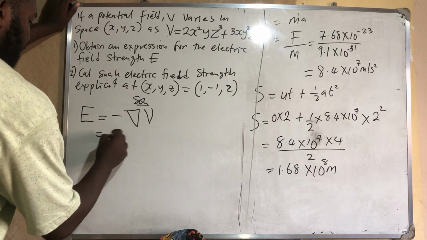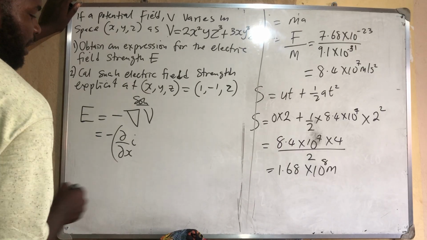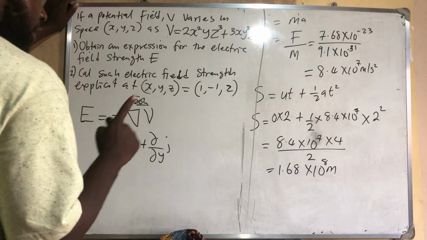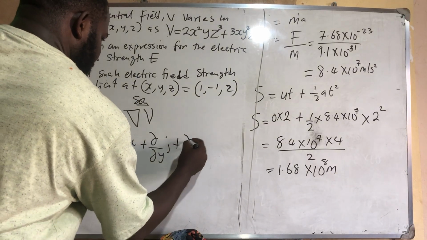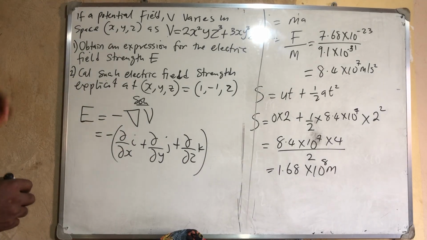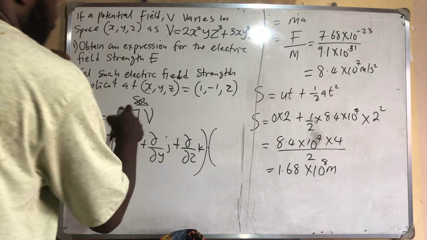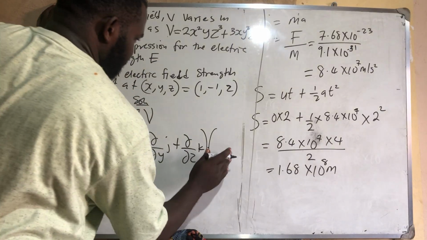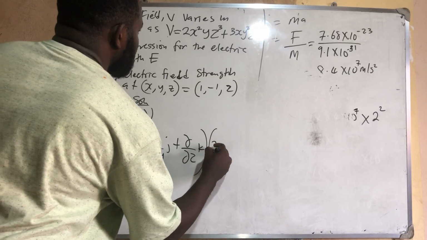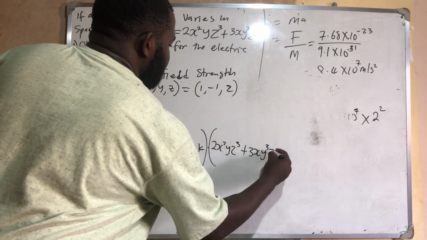So let us do that, which is minus, what is your grad? Your grad is partial x, you put i, plus partial y, you put j, if you can remember your first semester vector analysis, plus partial z k. If you have not watched my video on vector analysis, you need to watch it to understand it very well. So it's being multiplied, and don't forget it's a dot product of grad and the V, and the V they gave me there is 2x squared yz cubed plus 3xy cubed z squared.